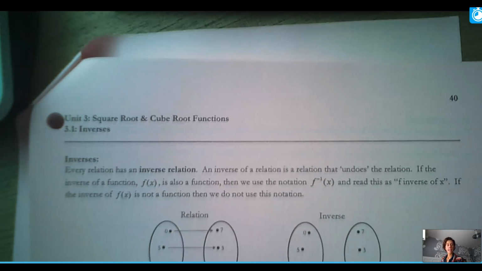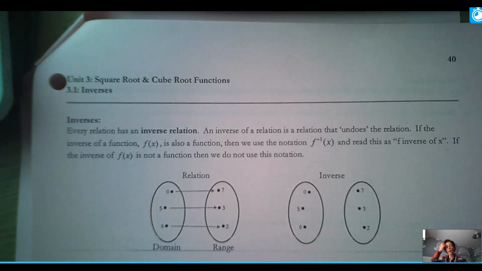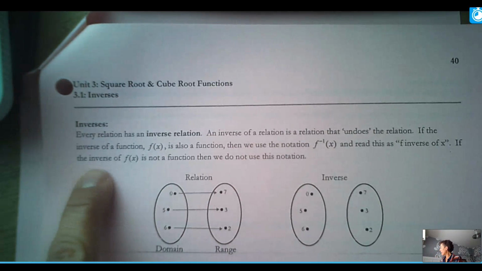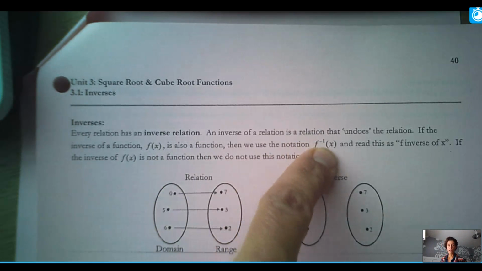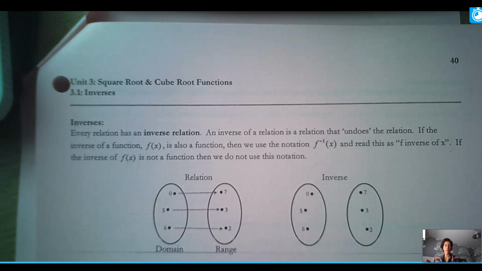Let's start to take a look at what this means. The next thing it says: if the inverse of a function is not a function, then we don't get to use this notation. Just because it's a function doesn't mean its inverse will be a function. It'll still have an inverse, but the question is, does the inverse also get to become a function?